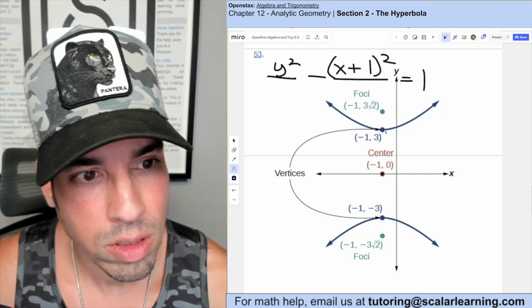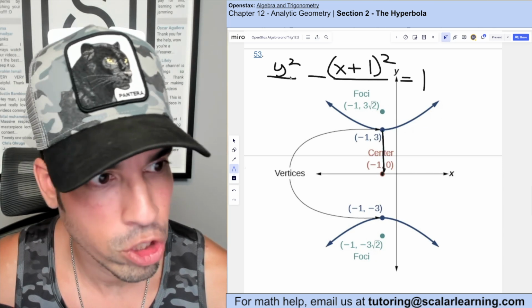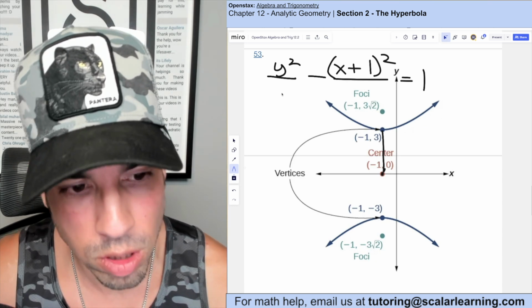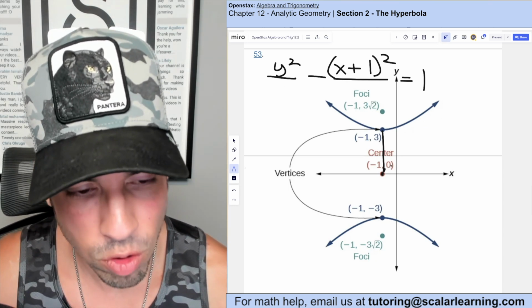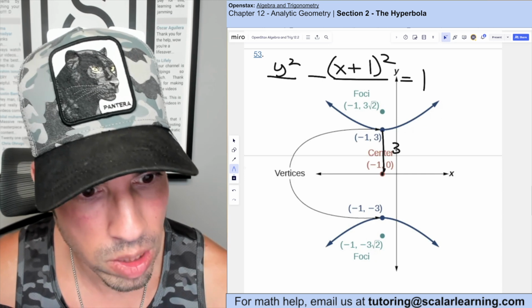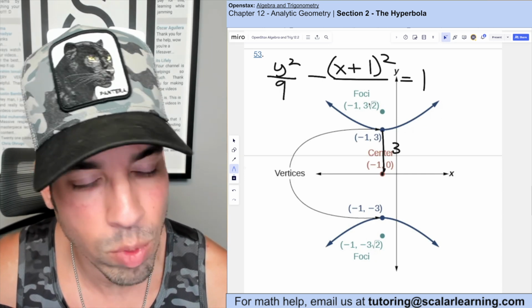Okay, now to get this value, which is that distance squared is what goes under here. I look at the y values. I go from 0 to 3, so that's a value of 3. 3 squared is 9. What goes under the x?